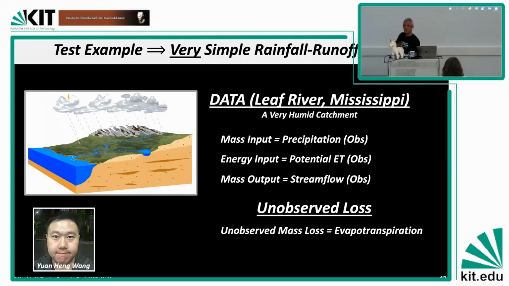We've just taken the LSTM architecture, adapted it to do physically based modeling, and now we're just going to test it on a simple case. Okay. So we're going to apply it at the beginning to this simple problem of modeling the catchment dynamics of the Leaf River, Mississippi. It's a very humid catchment. I've been using this data set for 40 years, apologize, but it's the first go-to place you test an idea, okay? So you've got precipitation as mass input, you've got potential evaporation, which tells you what the energy levels are, and you've got stream flow, which is your mass output, and you've got this unobserved loss of evapotranspiration that we talked about, evaporation, okay?